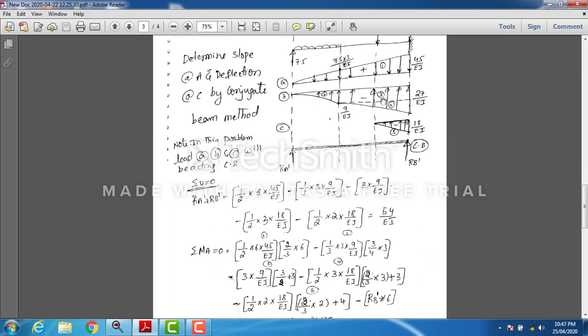Next coming to area number 3, it's a rectangle. The area of the rectangle is 3 into 9 by EI. If you draw a straight line here, it becomes 9 by EI.